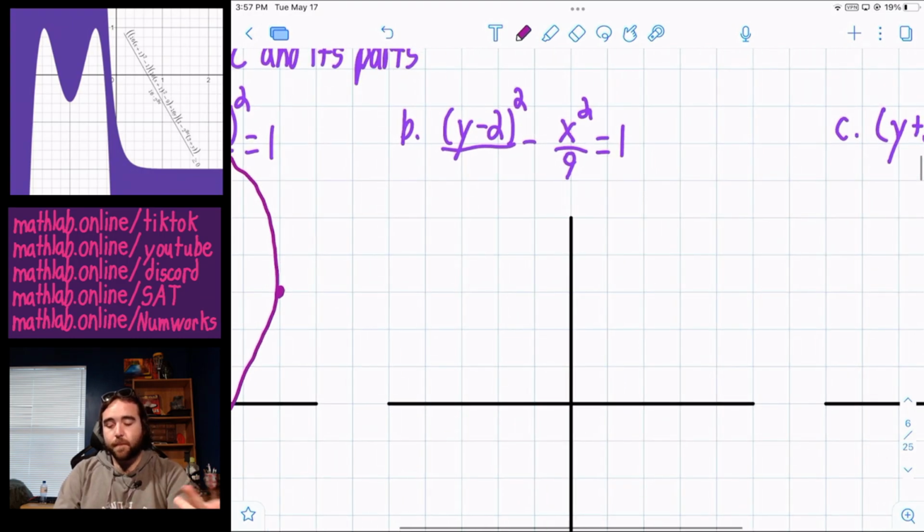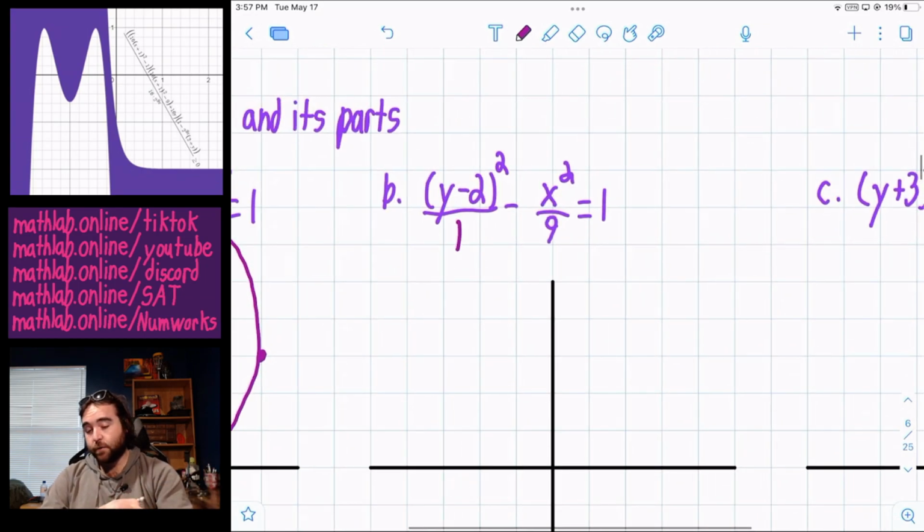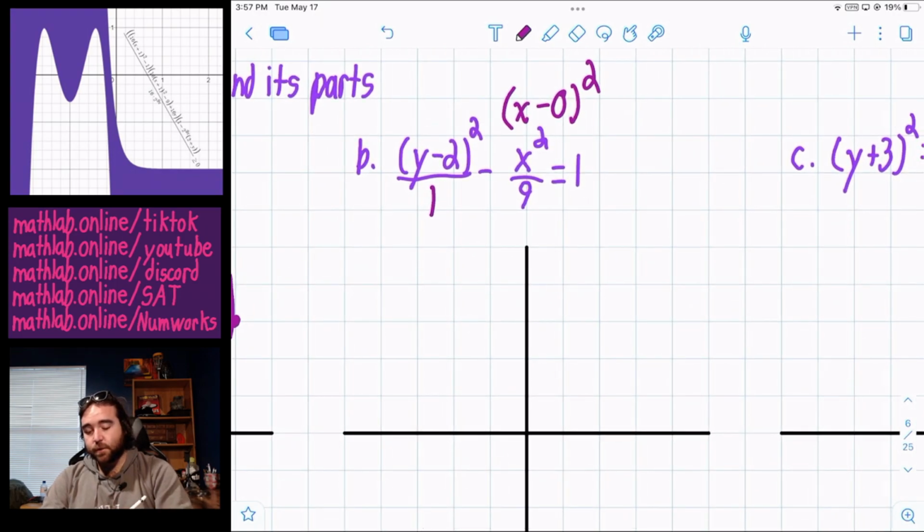Okay, so then over here. This is over nothing, so that means it's over 1. First off, we got the center. Also, this is x minus nothing, so that's x minus 0 squared. So the coordinates of our center are 0, 2. Our y radius is 1. Our x radius is 3, the square root of 9.